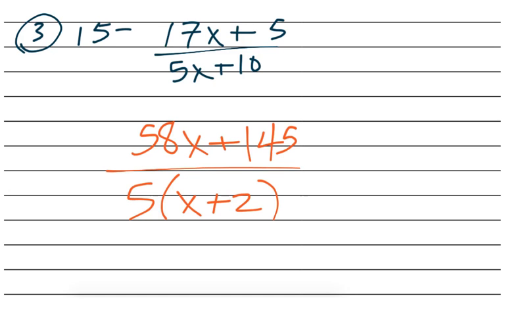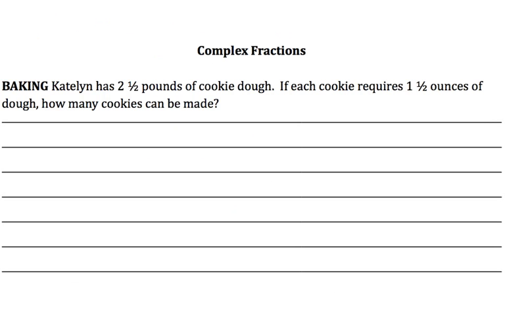So write down 15 minus 17x plus 5 over 5x plus 10. And once you get to the end, see if you get... So there's the result I got once I factored the whole deal. 58 and 145 do not have any common factors that work out nice.